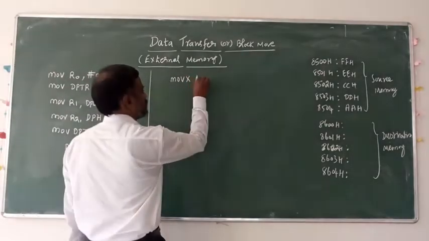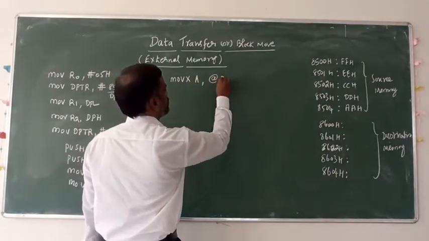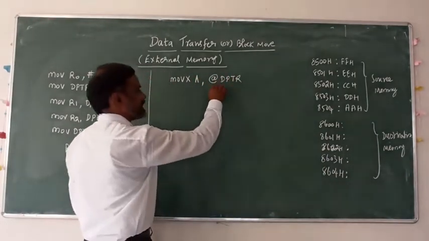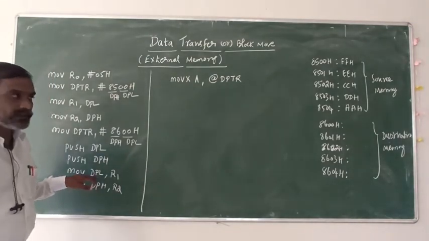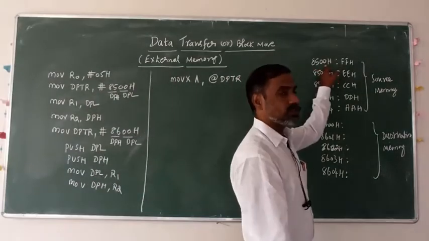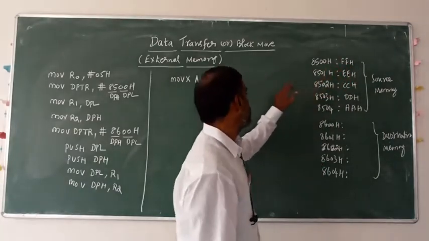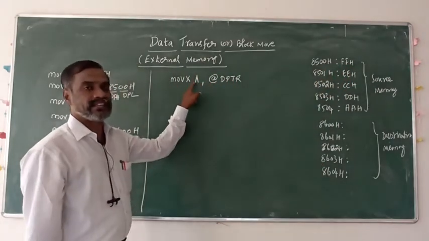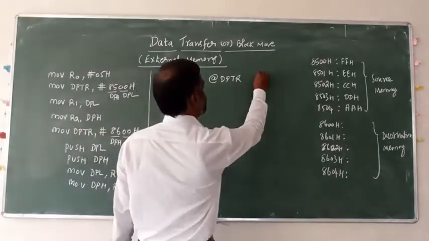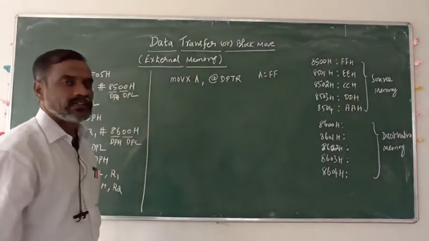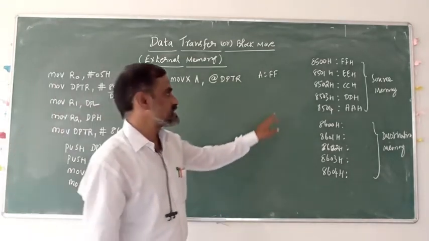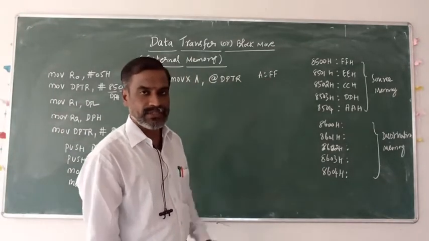MOVX A, @DPTR. @DPTR means the data pointer address. At present the data pointer address is 8500. The data at this address location is indirectly moved to the A register. Now register A equals FF. The first data is available in the A register.